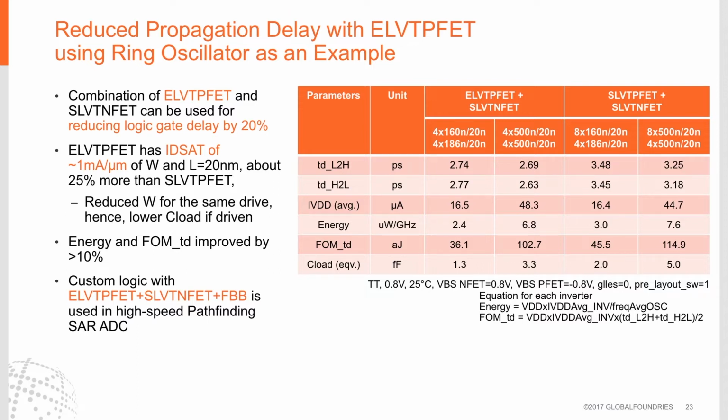The ELVT PFET has an Vtsat of about a milliamp per micron of W and 20 nanometers, about 25% more than the SLVT PFET. So we get reduced W for the same drive and a lower C load. It also reduces the footprint of the P-channel device, making for a smaller ring oscillator and a faster one. So custom logic is possible. You can mix and match devices. And in this instance, where we wanted extreme speed, we use the ELVT PFET device instead of the SLVT.